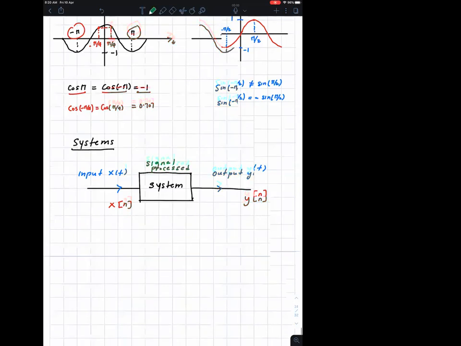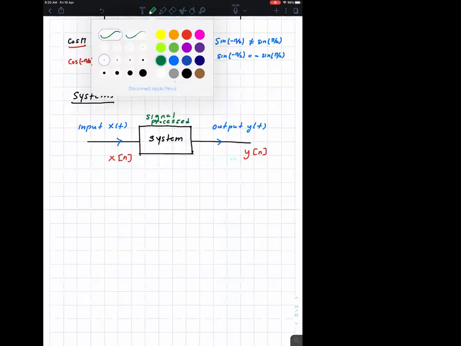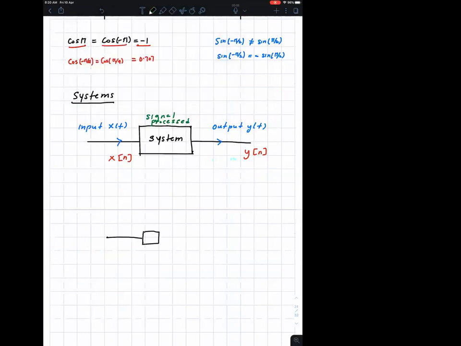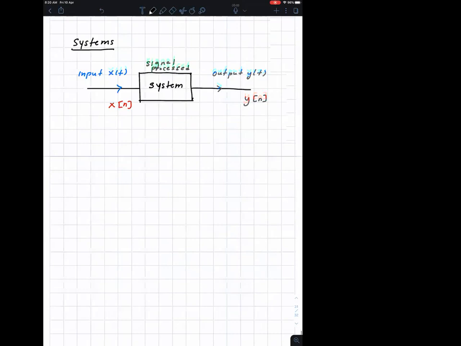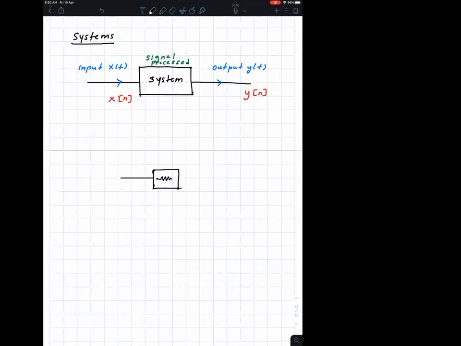An example of a system is, for example, a small system here, and then you have a resistor inside here. System with just a resistor. Current goes in, input is a current, output is maybe a voltage, which is the resistance times the current. So that's a simple system there.